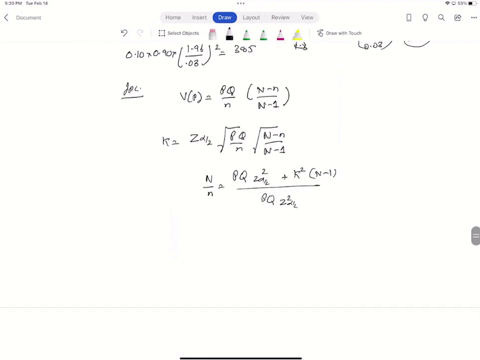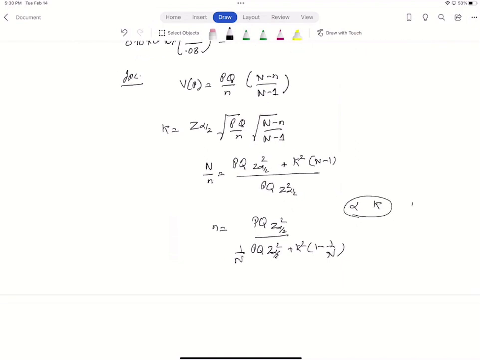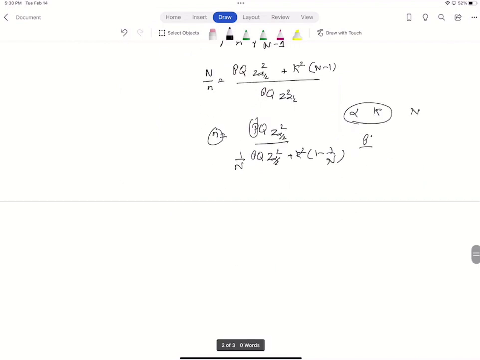And we can simplify this a little bit more, and then we can get n is equal to pq Z half squared upon K squared plus 1 upon N pq Z half squared. So we need alpha, we need K, which is something that we actually set, and then we need to know N, and we need to know the possible values of p to calculate n. But if we know that, we can calculate n.